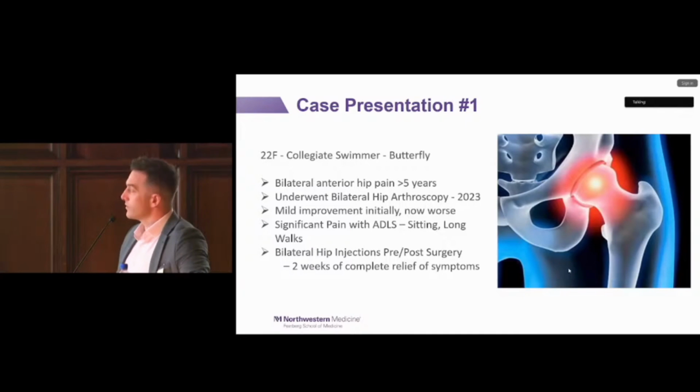So this is a 22-year-old female. She was a former collegiate swimmer, butterfly stroke, had bilateral anterior hip pain for over 5 years. She'd undergone bilateral hip arthroscopy in 2023, initially noted some mild improvement, now she was worse. Significant pain with activities of daily living, sitting, going for long walks. She had had injections in both hips, both before and after surgery. She noted 2 weeks of complete relief of symptoms in both instances, but these results were not durable.